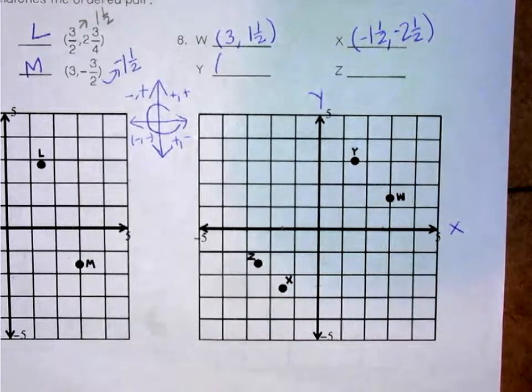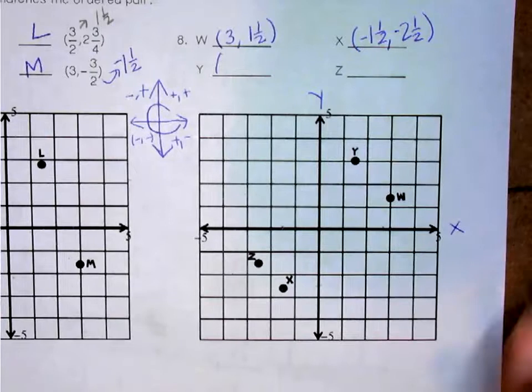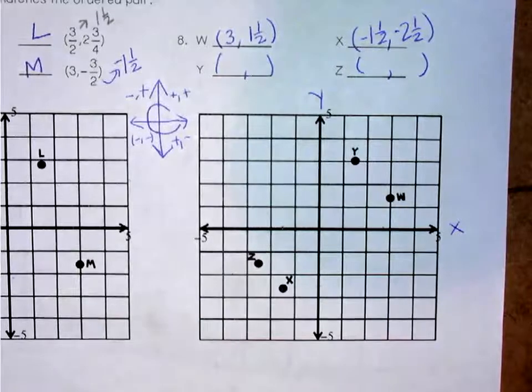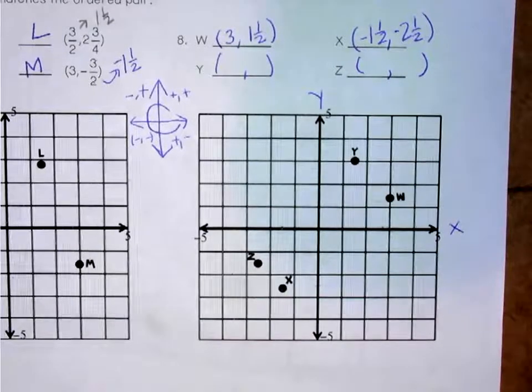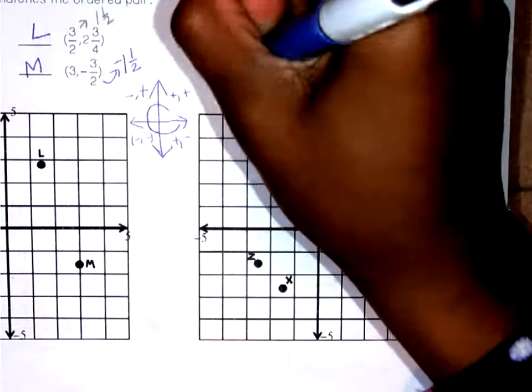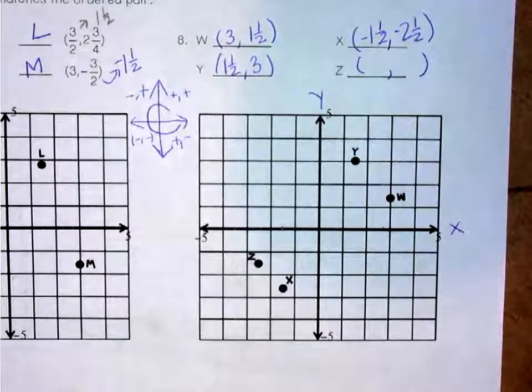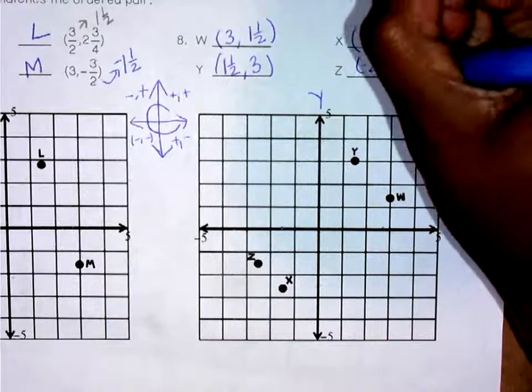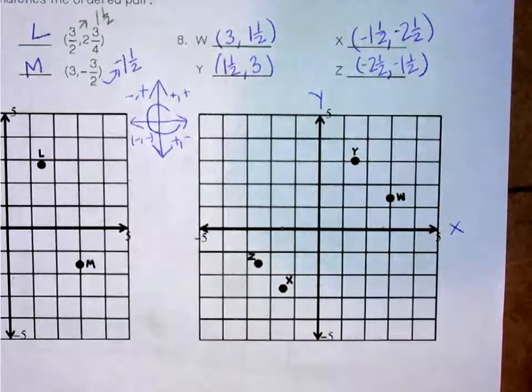So go ahead and start y and z. Make sure you put both of your numbers inside of parentheses. Okay? So go ahead and pause it and do y and z. All right. For y, you should have got 1 and 1/2 with 3. And for z, you're going to do negative 2 and a half and negative 1 and 1/2. Hopefully you got those correct.